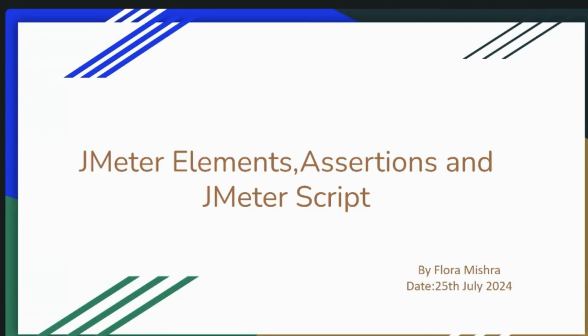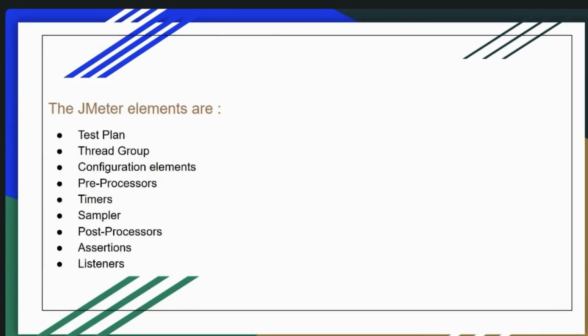So my topic for JMeter is the JMeter elements and different assertions, and the script that I will cover while explaining the elements and assertions. JMeter is basically a widely used performance testing tool which has multiple components, and based on the user requirement or the client requirement, those elements will be used in the active projects.